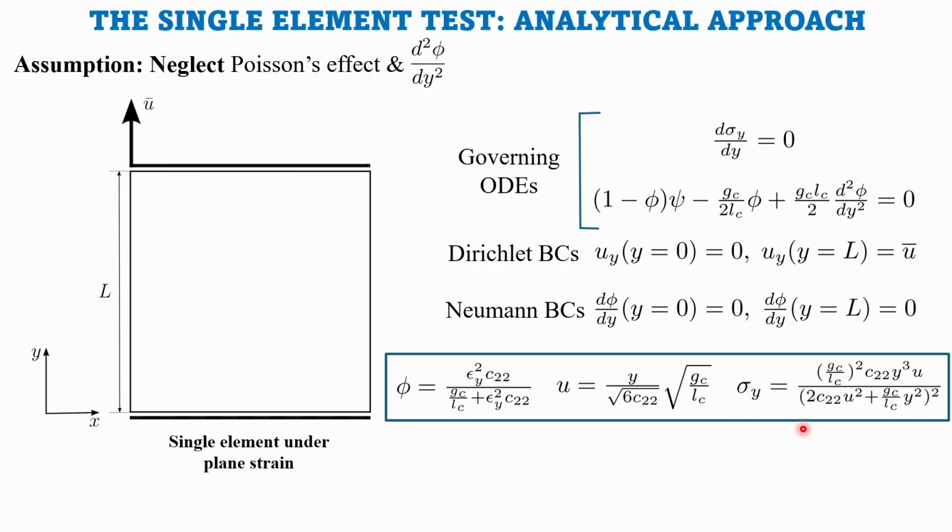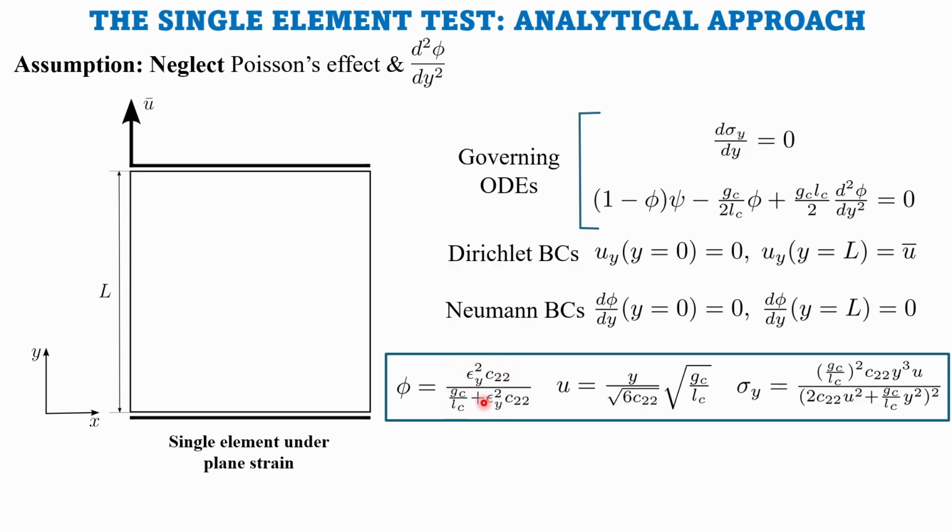And so how do you solve for sigma y? Basically you have the expression of psi. Psi is the strain energy of the cracked specimen. Look into the previous video for this expression. In one dimension, this psi expression will be very simple, and you neglect this as per our assumption. So essentially you have 1 minus phi into psi minus GC by 2LC into phi equals 0. And from this expression, you solve for phi. If you solve for phi, you essentially get this.